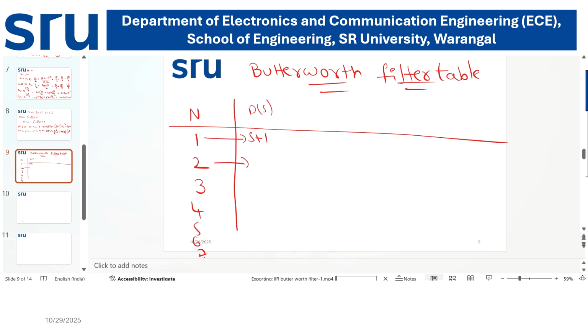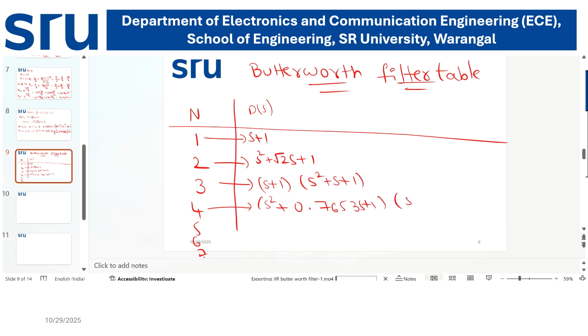For n equal to 2, we have already substituted and got our formula as s square plus root 2 s plus 1. If n is equal to 3, we have also derived s plus 1 into s square plus s plus 1. If n is equal to 4, we have s square plus 0.7653 s plus 1 into s square plus 1.8477 s plus 1. Just to remember, if the order of the filter is 4, then you will have 4 poles of the system. So just remember this coefficient and this coefficient.